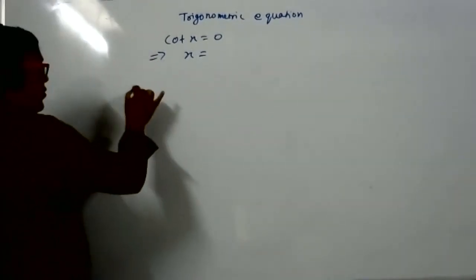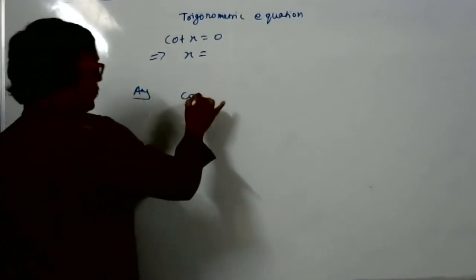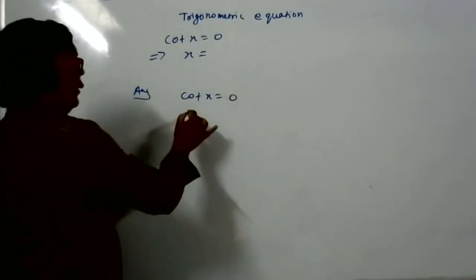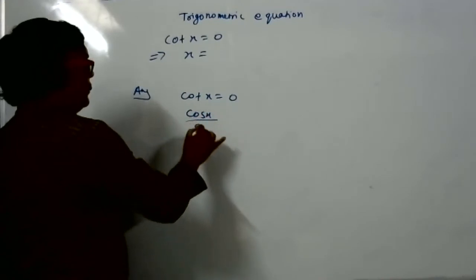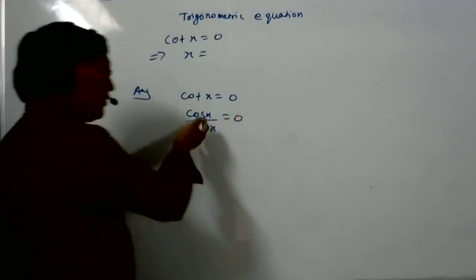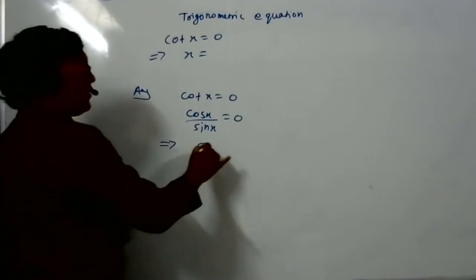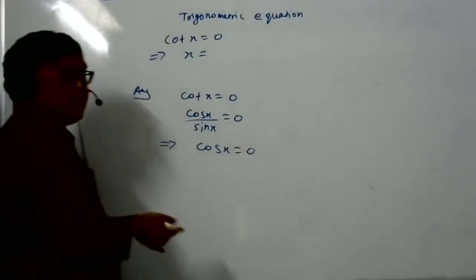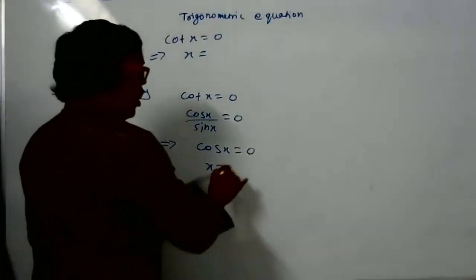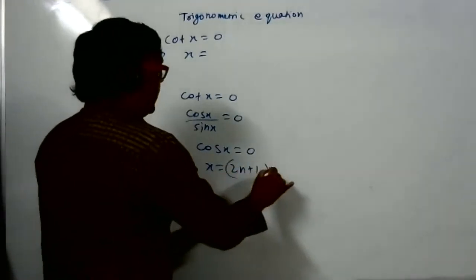When is cos x 0? Nobody knows. 2n plus 1 pi. Very good. Multiples of pi. Cot x is 0 means cos x by sin x is 0. Cot x means cos x by sin x. Obviously the numerator has to be 0. Cos x has to be 0. And we know by this time when cos x is 0: when x is an odd multiple of pi by 2. So this is the answer.